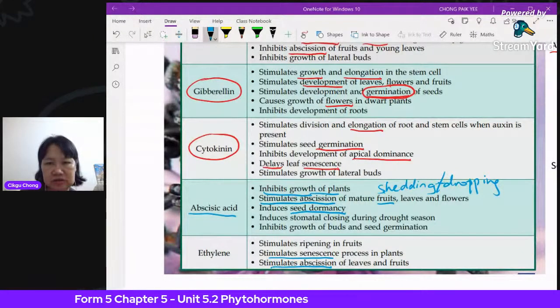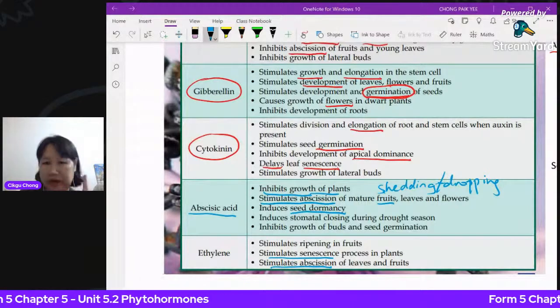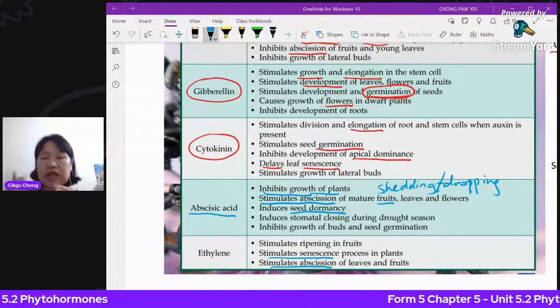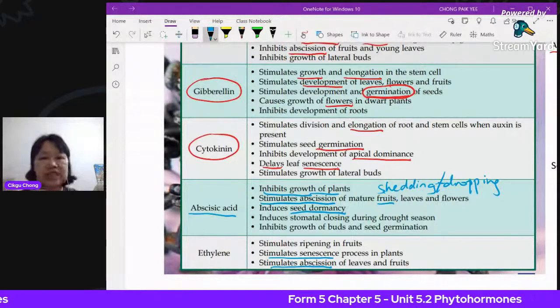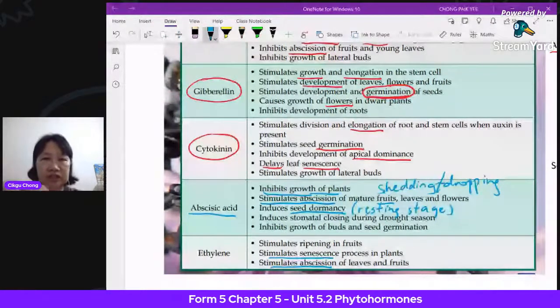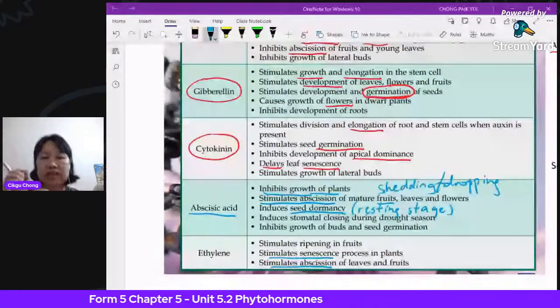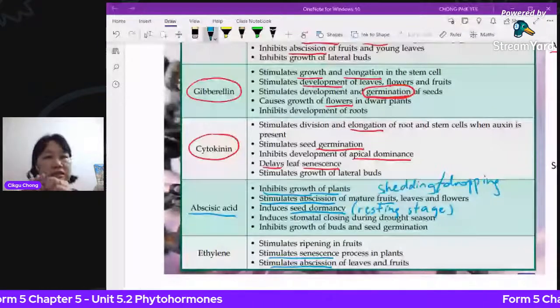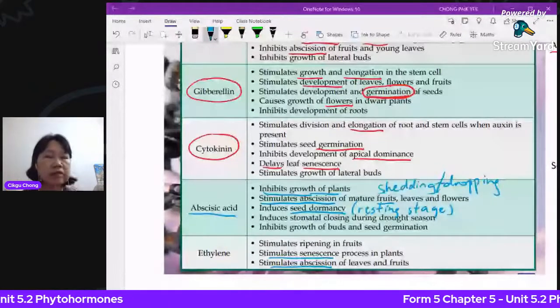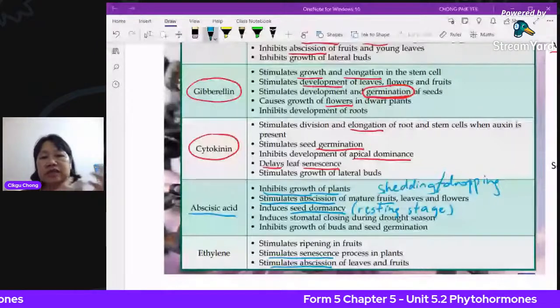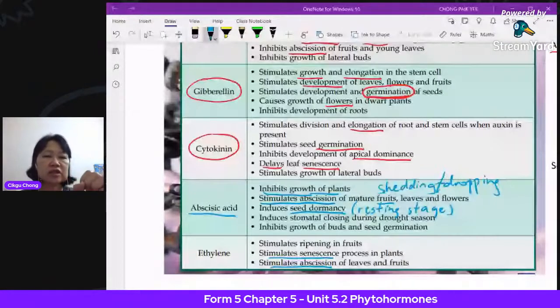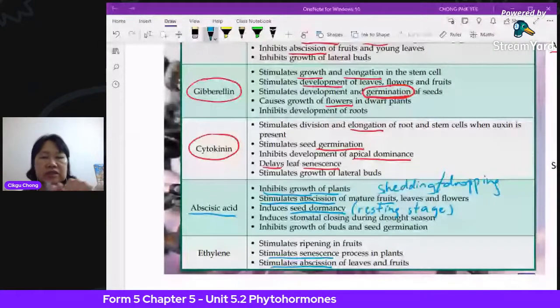When you have abscisic acid, the seed will not germinate. It's the opposite effect. Germination means it's growing, or coming out of the seed. Dormancy means the seed doesn't grow. It is resting. Being dormant means it's resting. So this abscisic acid helps the seed not to grow. That means it is resting.